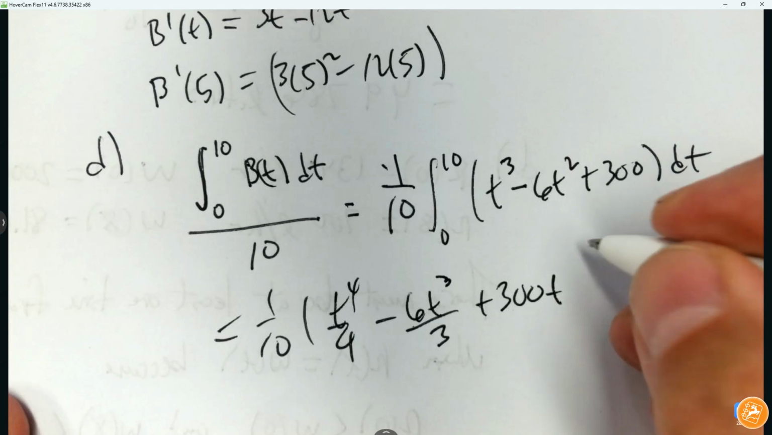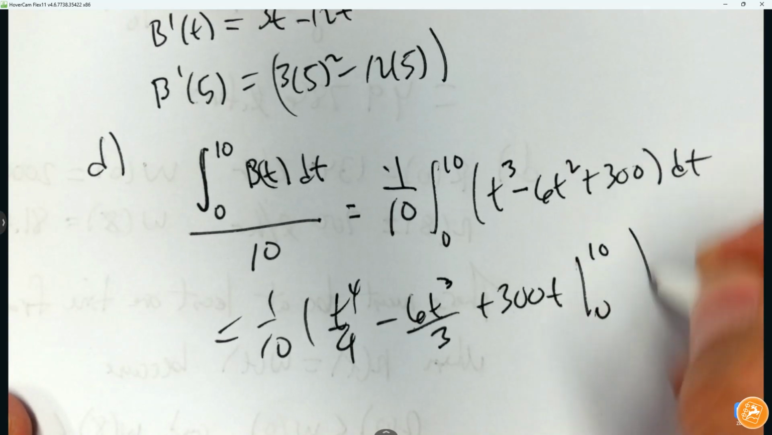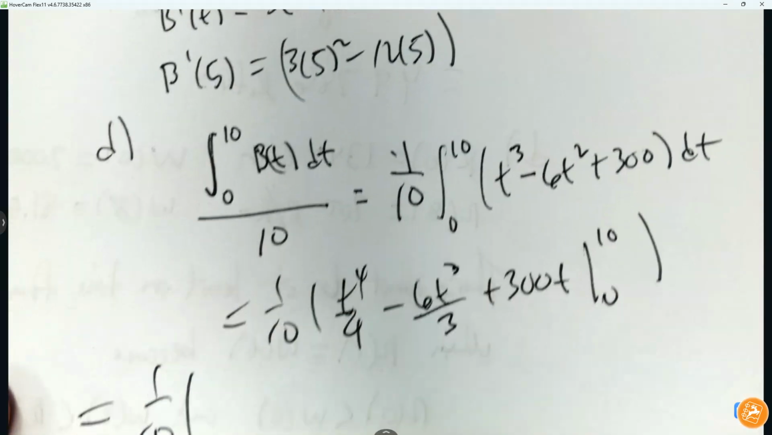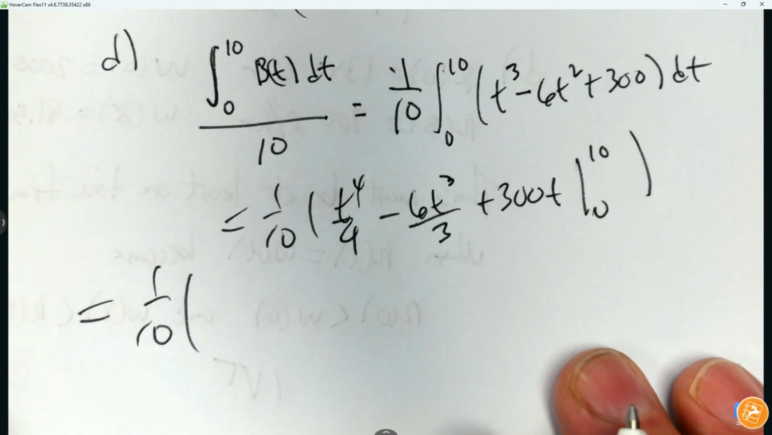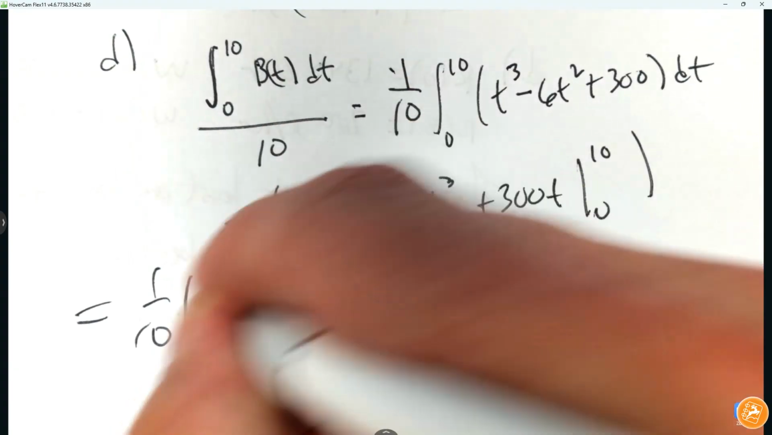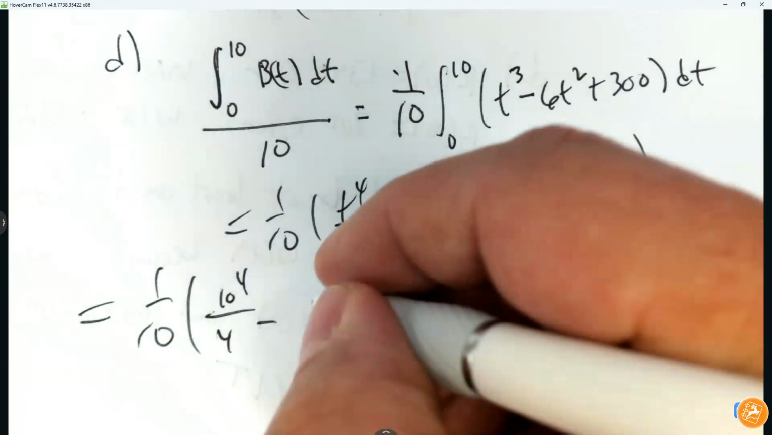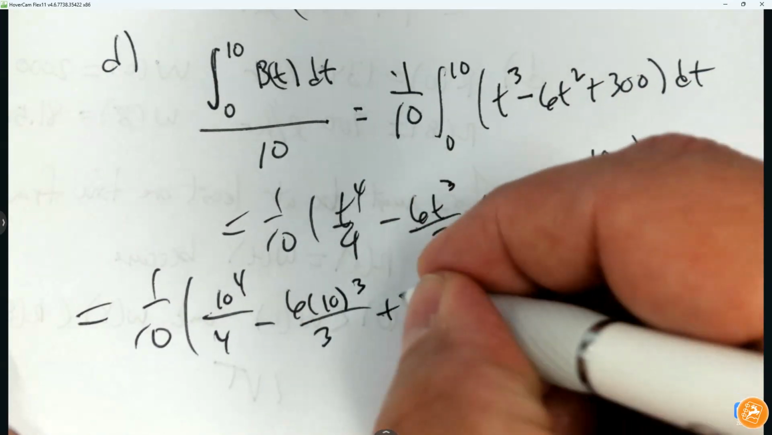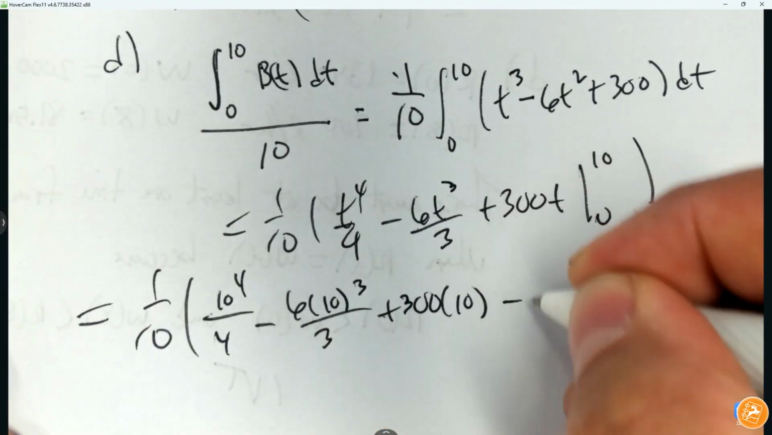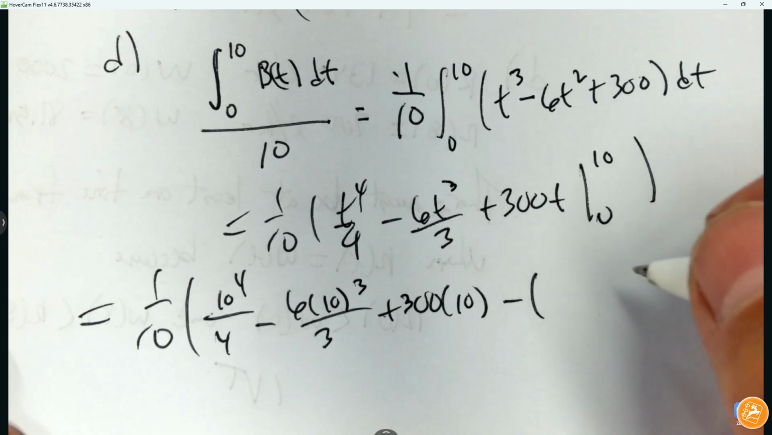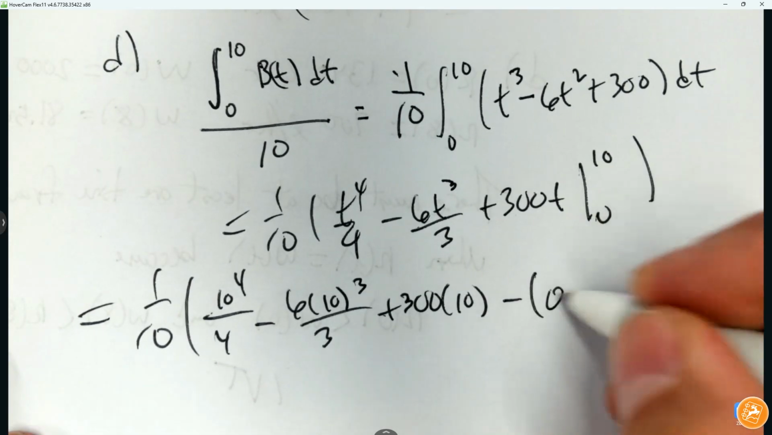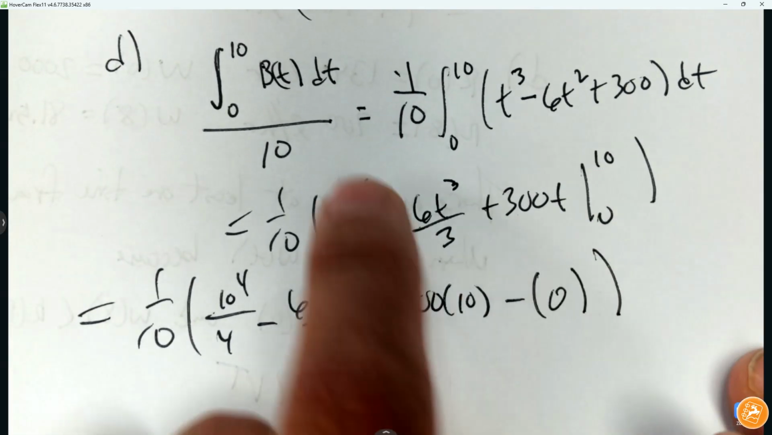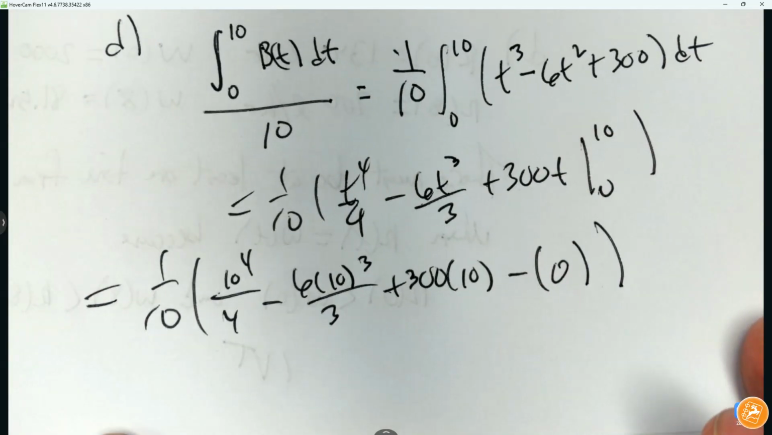300 is 300t. And then I'm going to integrate from 0 to 10. Again, I'm not going to simplify here. I'm going to plug in 10 first. Subtract, use parentheses, plug in 0. 0 actually gives me 0. If you can't see that, then plug in 0 for each one, and you get your answer.